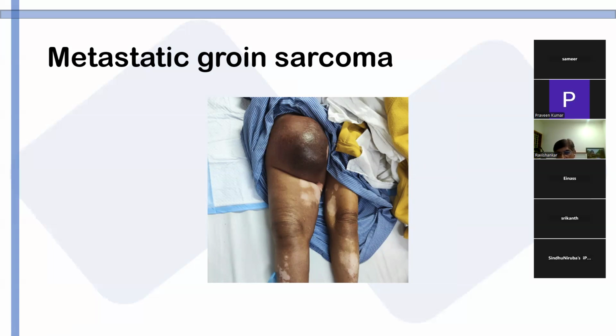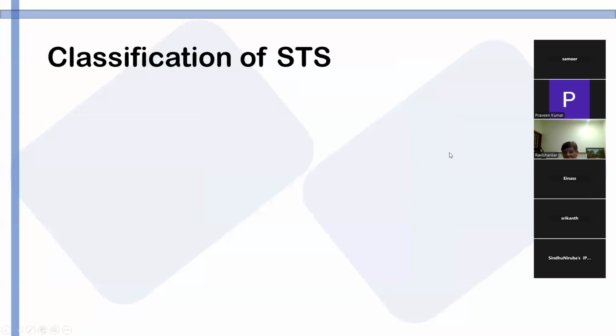So the point I'm making is you can have large soft tissue tumors which have a degree of continuum between a benign nature and a malignant nature, and you must keep them under follow-up. So what is the kind of classification of soft tissue sarcomas you know of?